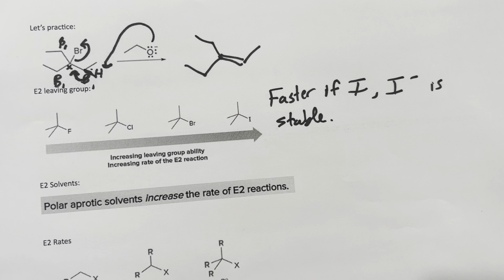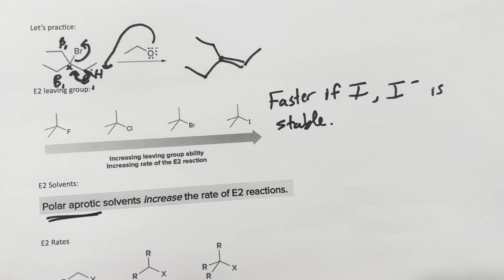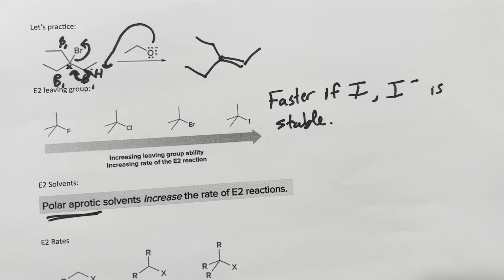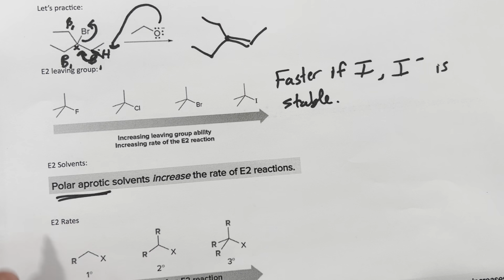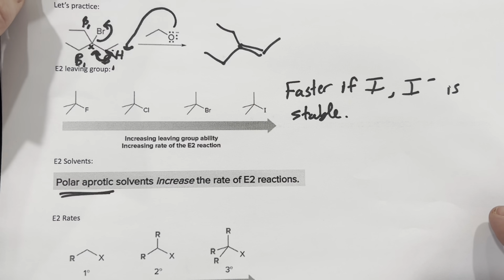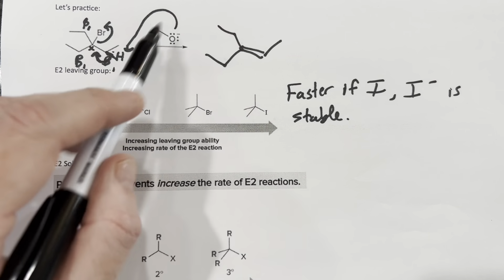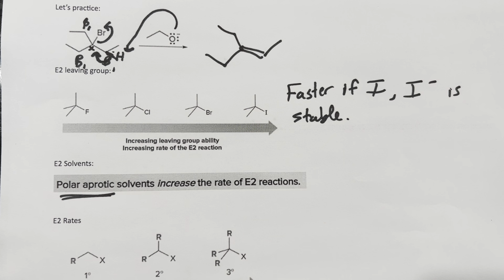Okay, then polar aprotic solvents increase the rate of E2 reactions. So something like DMSO and other things that we've talked about in class will help make it go faster. If it's got an OH in there or an NH in the solvent itself, it's just going to hinder it and slow it down by keeping the base from actually being able to react.